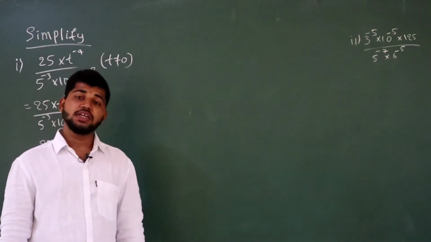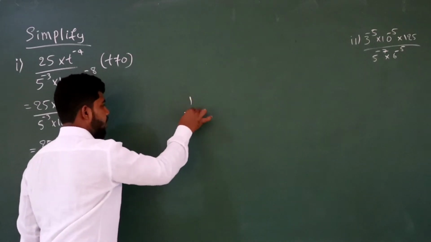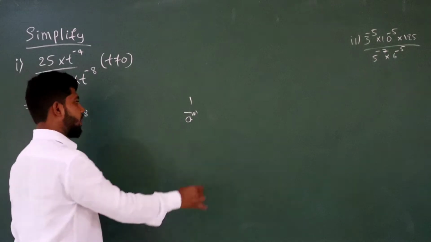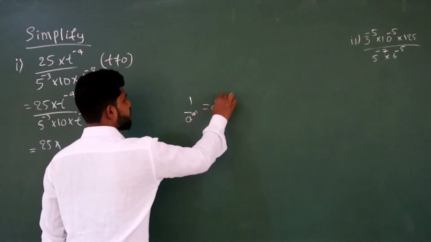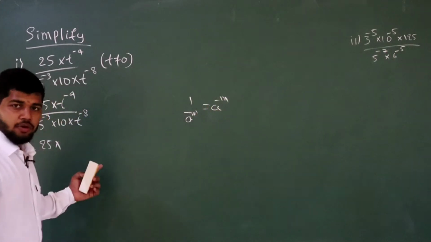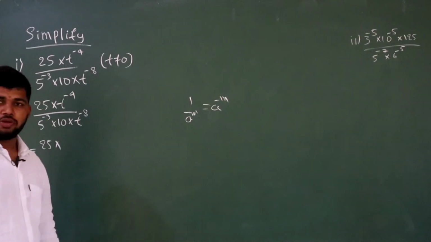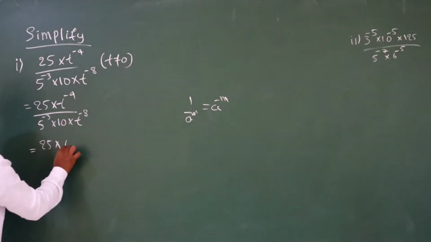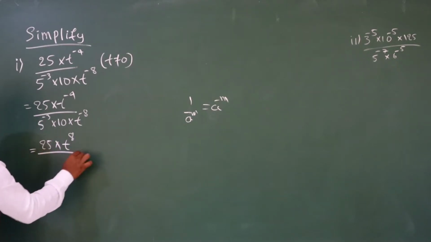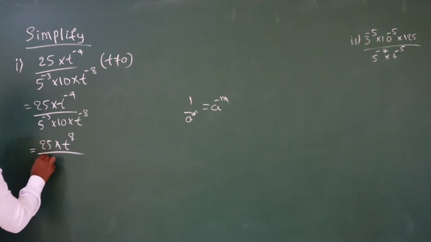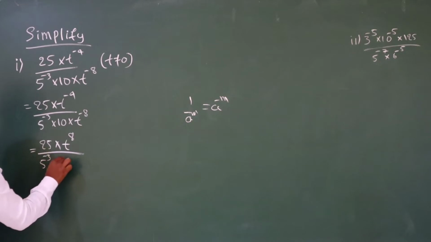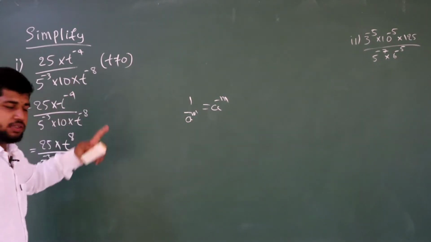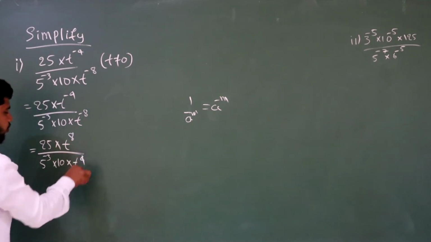Now here t power minus 8, in the form of 1 by a raised to m, we can write as a power minus m. Now a power minus m means t power 8 divided by 5 power minus 3 into 10 into t power plus 4, because minus becomes plus here, t power 4.